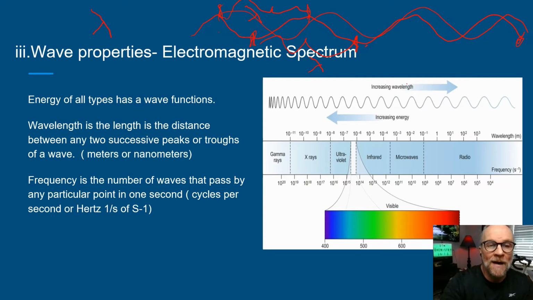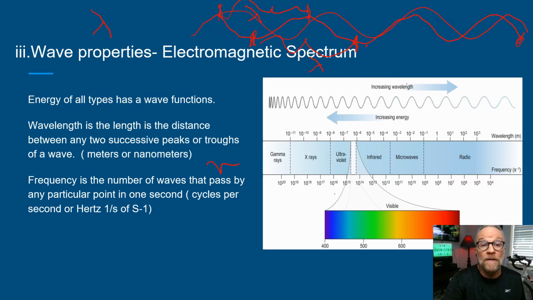And we give that a symbol of nu, which looks like a V with a top on it, like that. It's not velocity, but it's frequency. How I remember it is, V for velocity and frequency are very similar. Frequency is the number of waves that pass by any point in a second.